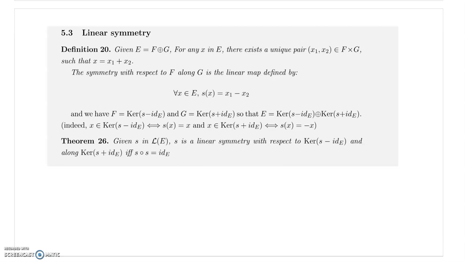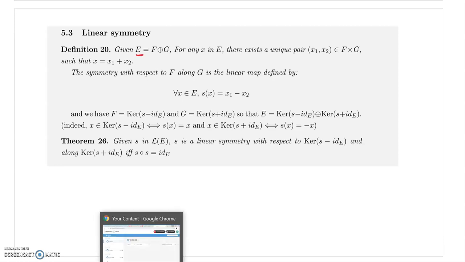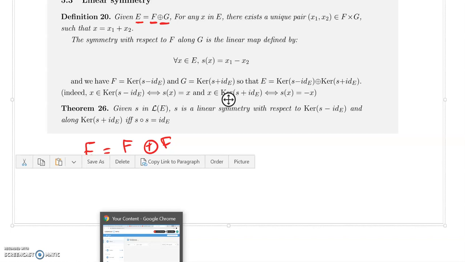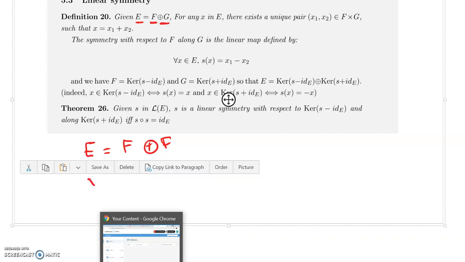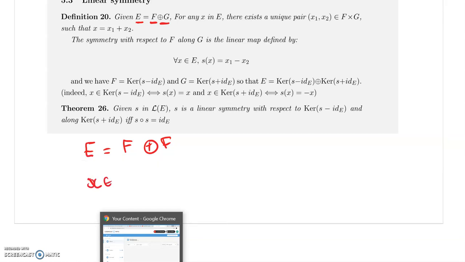So, previously we saw about the projections. You remember you had your space E, which can be written as the direct sum of two subspaces F and G. So that's important. E is equal to the direct sum of F and G. So you have that any x in E can be uniquely written as x is equal to x1 plus x2.